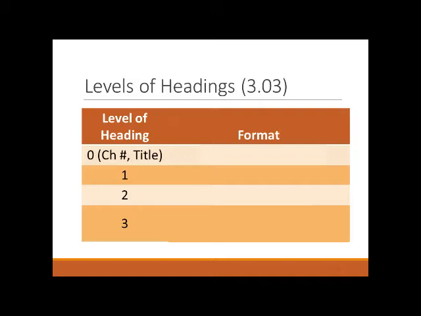In terms of the headers that you use, what APA says is level 0 is your chapter number or title of a document. This refers more to your dissertation more so than documents that you might submit for other classes or for publication. But APA says that that should be centered and in all caps, not bolded. So your chapter titles, all caps, centered, no bold.